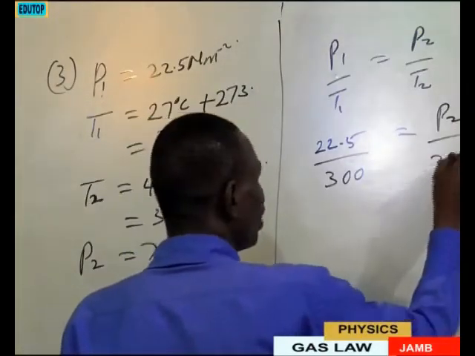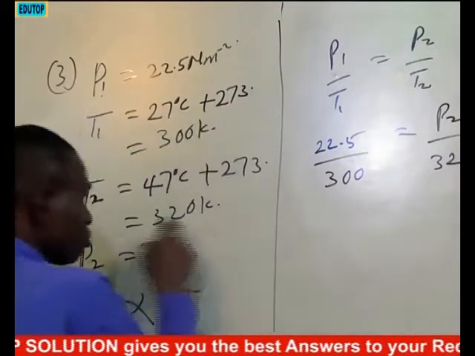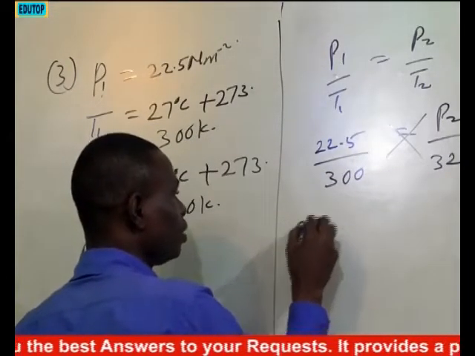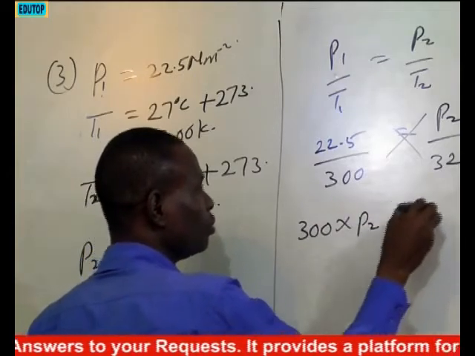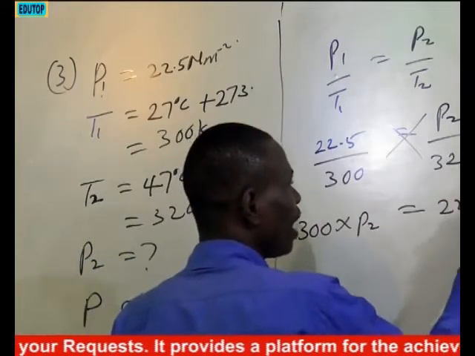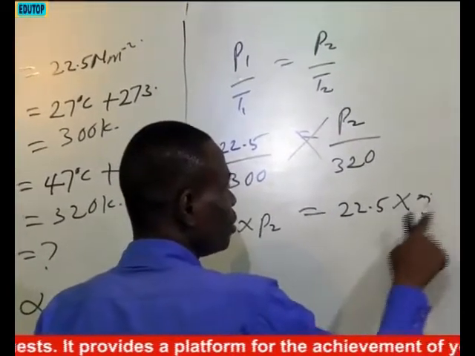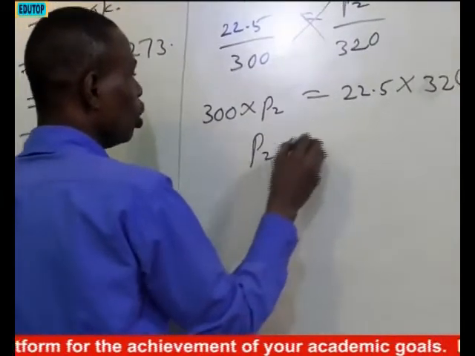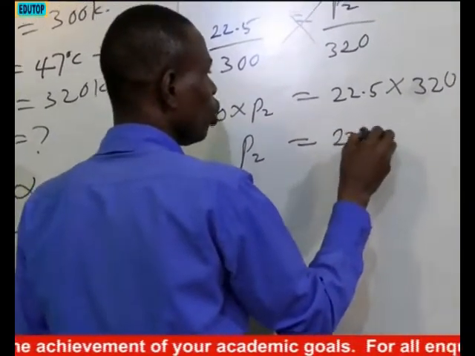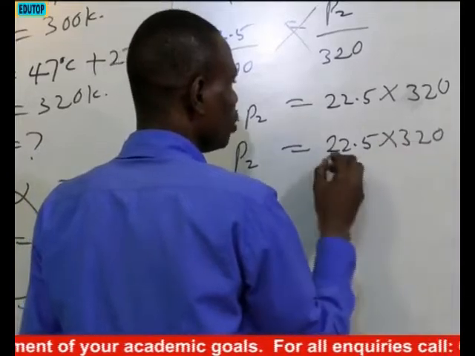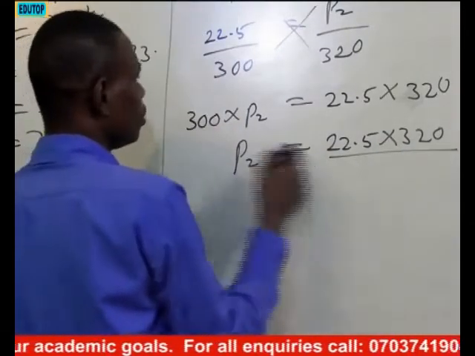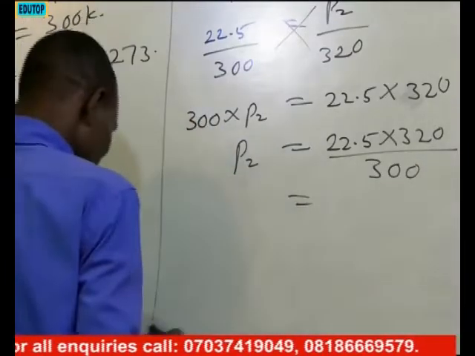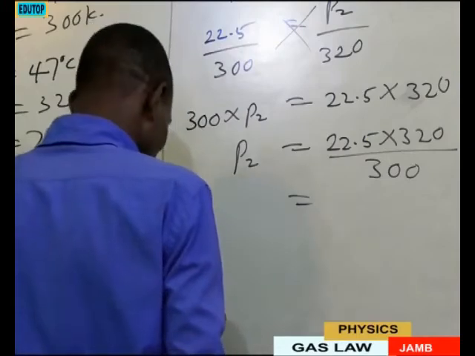T2 is 320. Cross multiply. When we cross multiply, we have 300 times P2 equals 22.5 times 320. Okay? So that P2 will be equal to 22.5 times 320 divided by 300. Okay? So let's quickly see what will be the value of this.